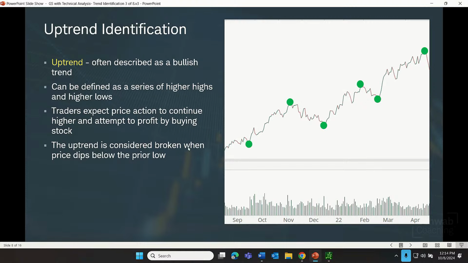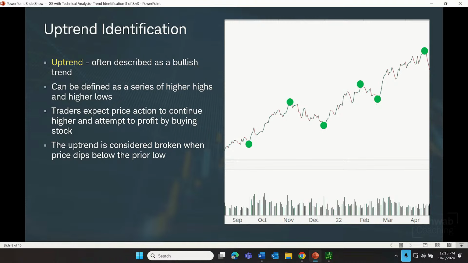But the uptrend is considered broken when price dips below the most recent low. So in our hypothetical or our historical example here, this green dot, somewhere between February and March on our chart, currently is the most recent low. And just envision if price were to pull back from this high and go all the way down to that low, well, there may be a tipping of the scales here. More sellers coming into the equation.